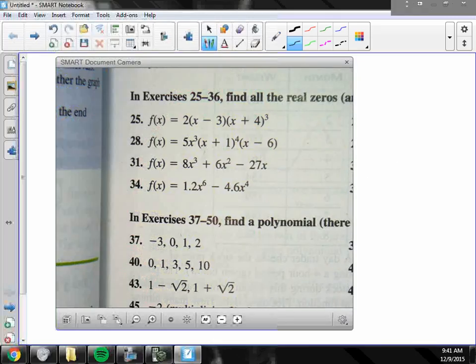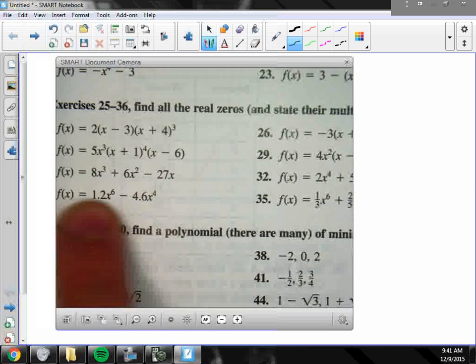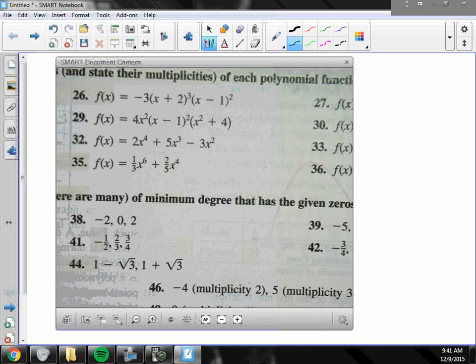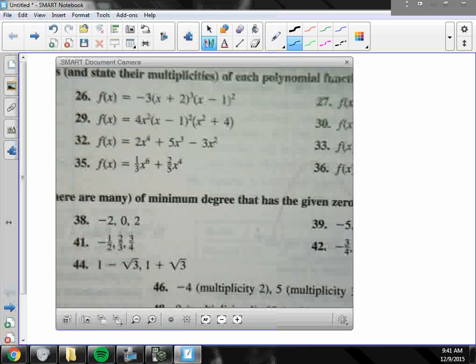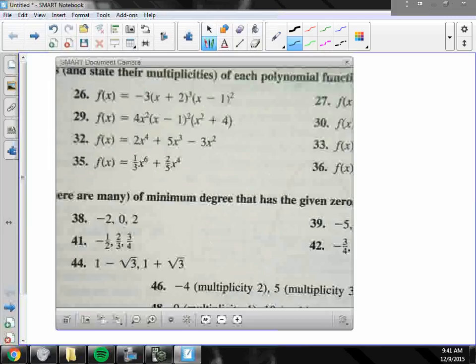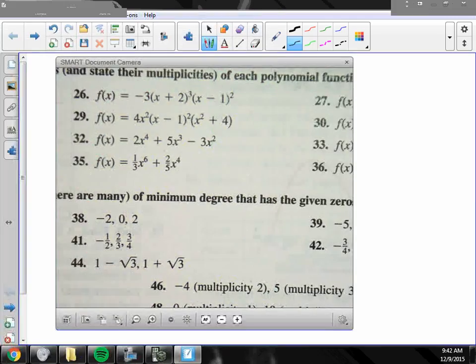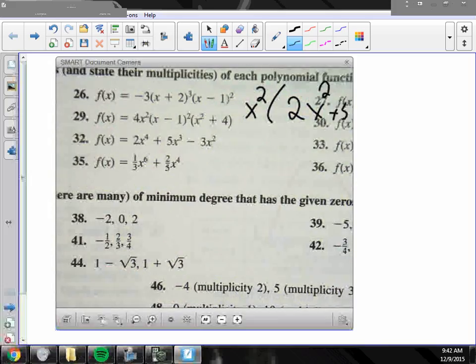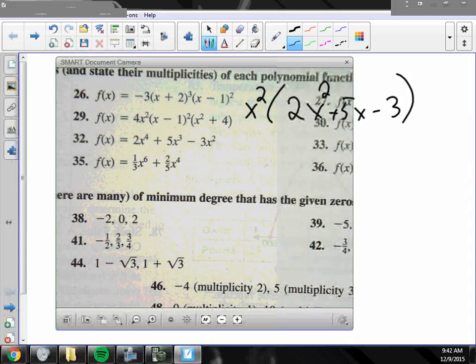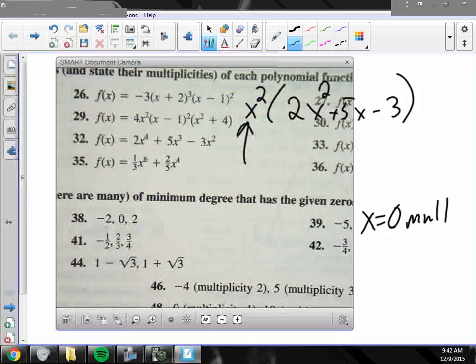Okay, take a look at 30. Nope, 30 is the same. Look at 32. How are we going to find the roots of this? So, can I pull anything out to make it a little bit easier? Pull out an x squared, and I get 2x squared plus 5x minus 3. And automatically, I know one of the roots is 0 with a multiplicity of 2.